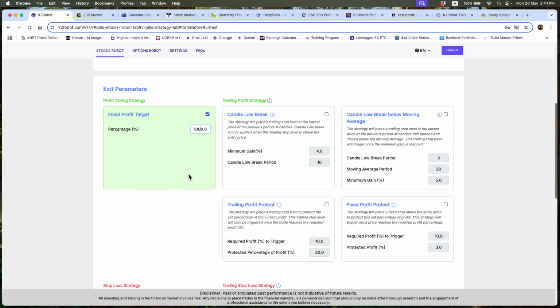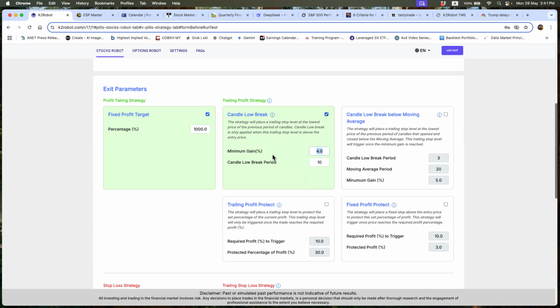But the next thing I want to introduce to you is the trailing profit. Why use trailing profit? Trailing profit will enable you to ride the trend and maximize the profit potential. So that is why we need to enable this trailing profit strategy, and we are using candle low break. You can also play around with others, but today I just want to show you in a very quick video how I get a very good breakout system. So this is the parameter I'm going to use.